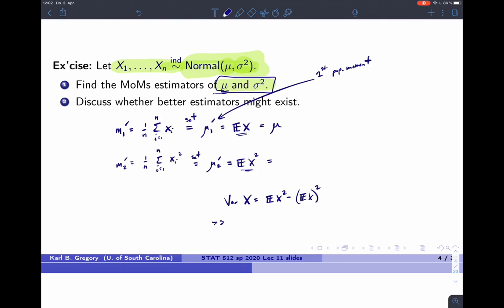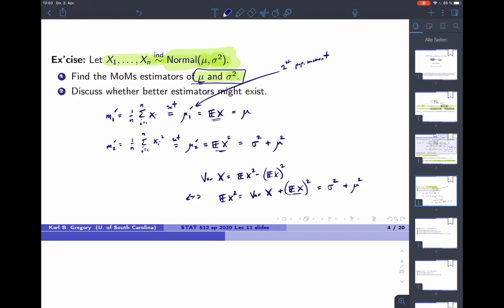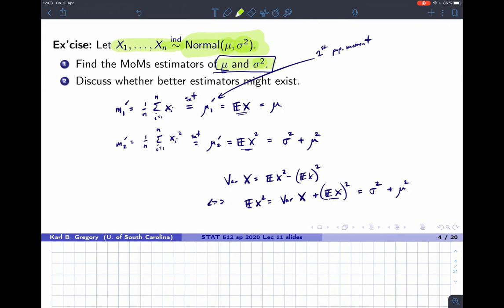So I can rearrange this so that I can see that the second moment is equal to the variance of x plus the square of the first moment. The variance is sigma squared. We know that about the normal distribution, and the mean is mu. So here I get mu squared. So here I have sigma squared plus mu squared. Okay, so I've got some equations here.